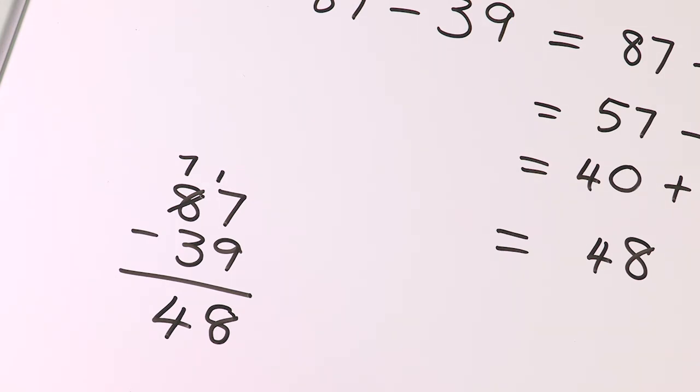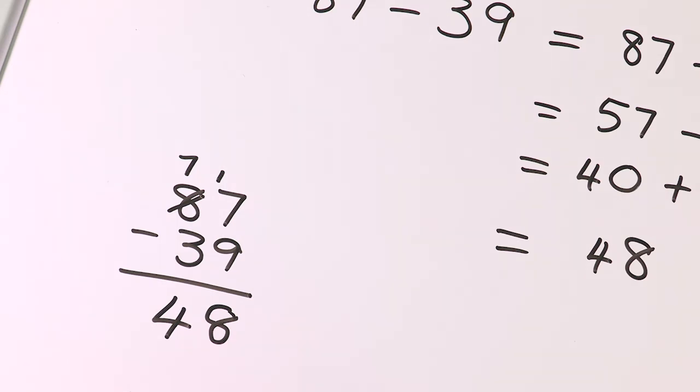So we look at the 8, we rename it to a 7 and bring 1 across from our 80. So our 80 is becoming 70 plus 10. That 10 makes our 7 now 17. So then we go through. 17 take 9 is 8. We've got 7 in our tens column now, so 7 take 3 would be 4, again giving us the answer of 48.